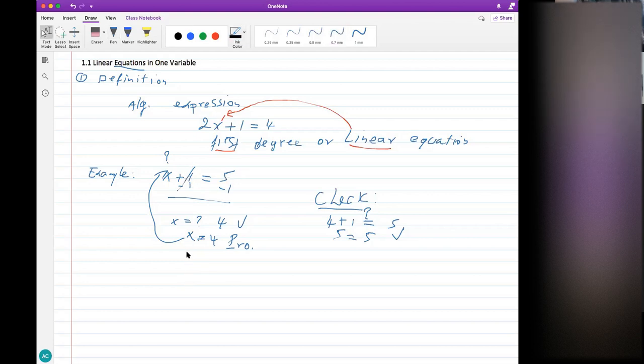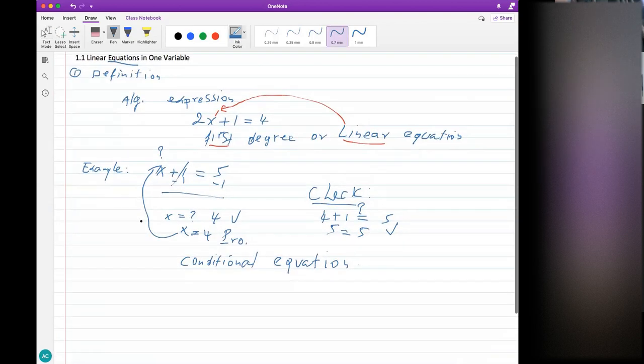Okay. So in this case, this equation has one solution, or only one number satisfies this equation. So it has one condition. Only this condition makes this true. That's why we call this a conditional equation, because it has one solution. Sometimes it may have many solutions, or it may have none. We'll see that later. Okay, so that's basically the concept of equations.